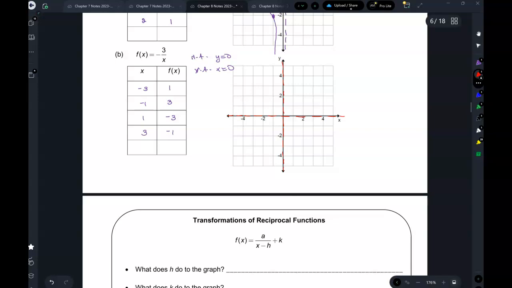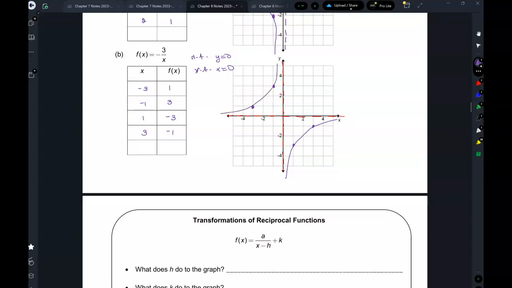All right, so let's see. When x is negative 3, y is 1. Negative 1, y is 3. And then 1, negative 3, 3, negative 1. And again, it should look like this.